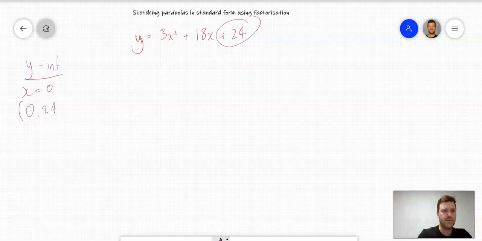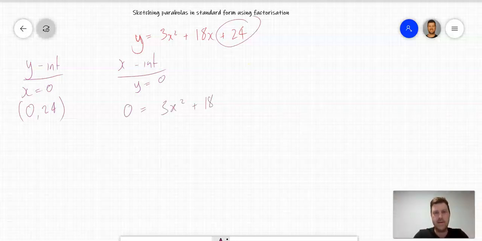Now, from there, I want to work out my X-intercepts. Now, this is where it's a little bit trickier. X-intercepts are always a little bit trickier. Again, though, we're substituting in y equals 0 because we're going to factorize and then use the null factor law to solve. So, 0 equals 3x squared plus 18x plus 24.